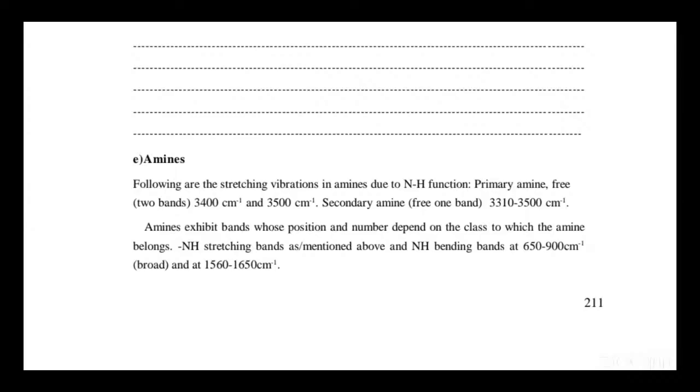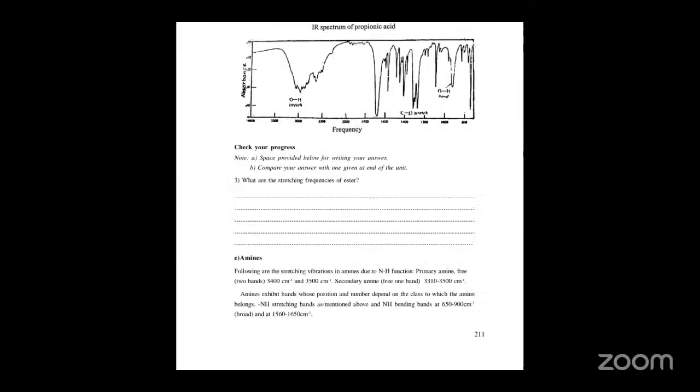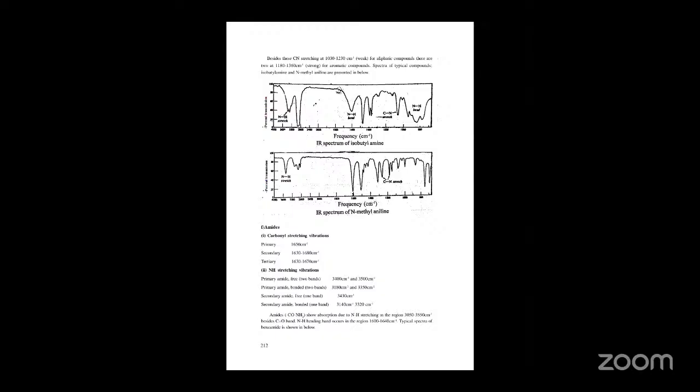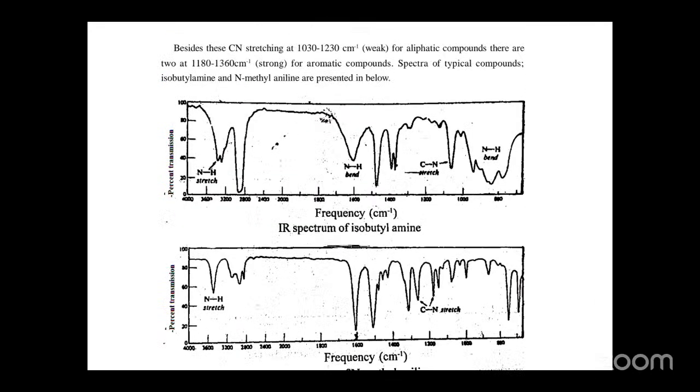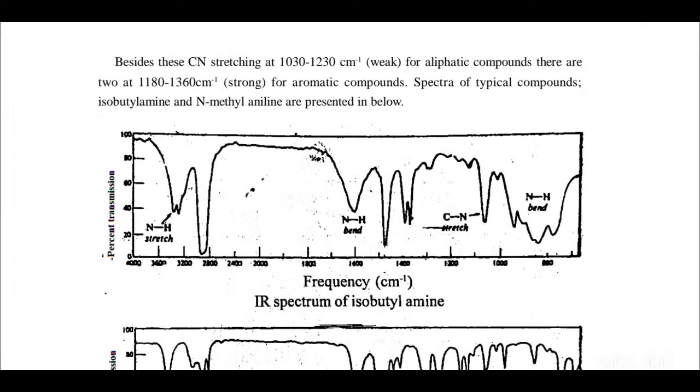Like your OH groups, the amine NH groups also show a broad NH peak here because they are involved in hydrogen bonding. Besides the CN stretching, there is a band in the range of 1030 to 1230 centimeter inverse. For aliphatic compounds, there are two strong bands at 1180 and 1360, and for aromatic compounds here.